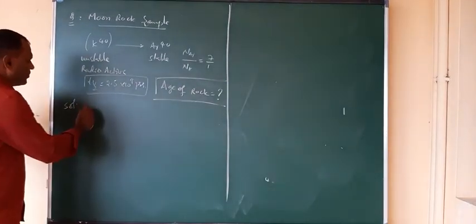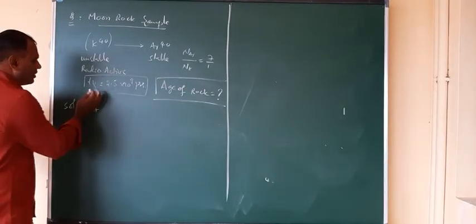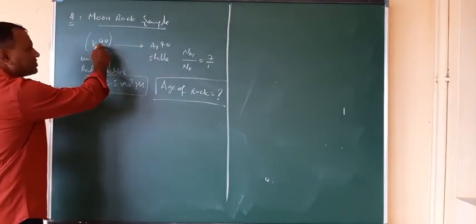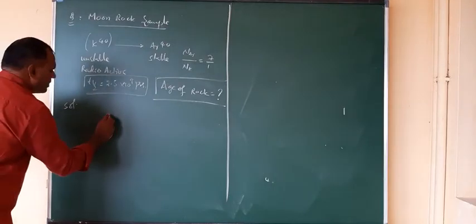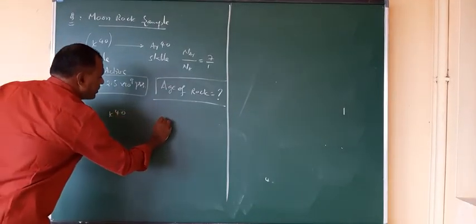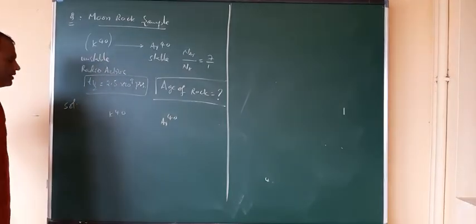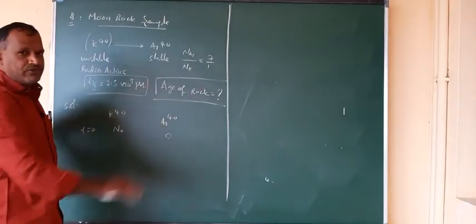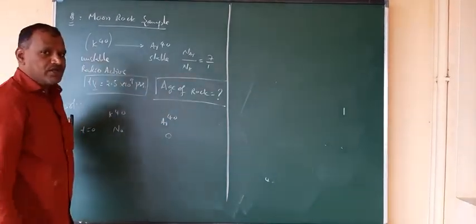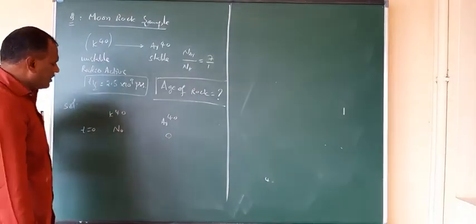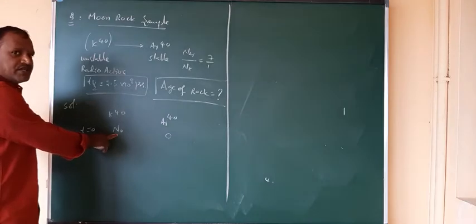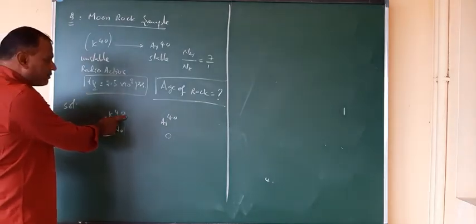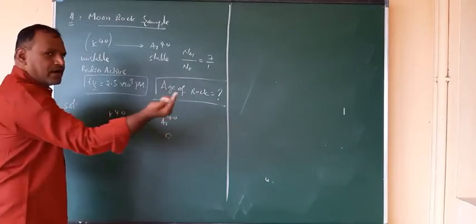Here, let the number of nuclei present in the unstable and stable be as follows: this is for K40, and this is for argon 40. When the time t is equal to 0, the radioactive process has not started. So let N0 be the number of nuclei. There is no formation of the stable one because the process has not started. There is no formation of argon stable nuclei. So initially, at t equal to 0, we have N0 unstable potassium nuclei, and argon atoms are not formed.